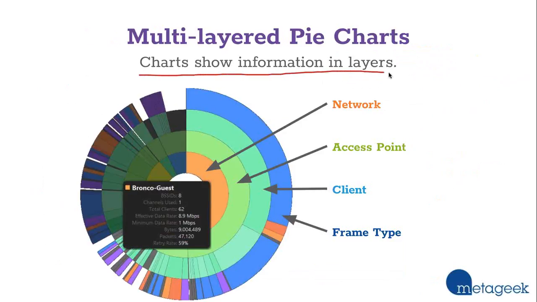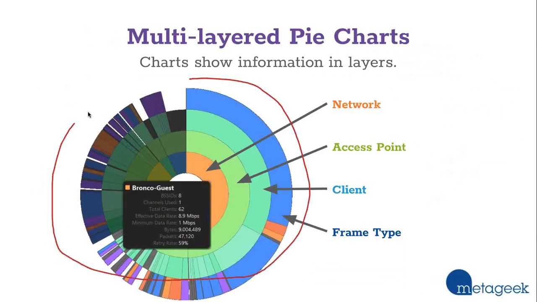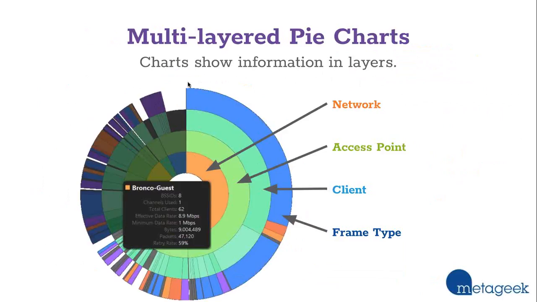So before I get into the live demo of IPA, which we're going to jump into here in a second, I want to break down these multi-layered pie charts to help you understand exactly what they mean. Now, the whole chart shows us the total amount of airtime that was used on the channel. So that's the total amount of time that we ended up using on the channel during the packet capture. The next thing is we break this up into multiple layers. The innermost layer represents our wireless network.